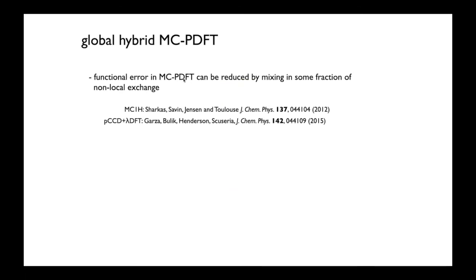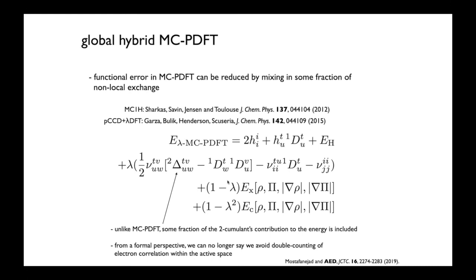which is a way of reducing functional error in MC-PDFT by mixing in some fraction of non-local exchange. This work is heavily influenced by these 2 papers developing an MC1H model and a pair coupled cluster doubles plus lambda DFT model. For the basic idea, this is way too complicated an expression for this talk, but here it is anyway. The basic idea is to mix in a contribution from the 2-RDM into the calculation. And I can have a parameter lambda that controls how much of that contribution I want to actually include, and then I subtract out some fraction of my original exchange and correlation based on this lambda parameter.